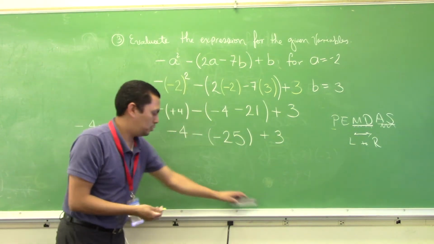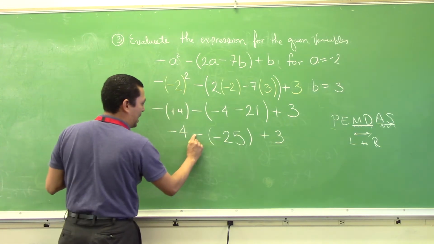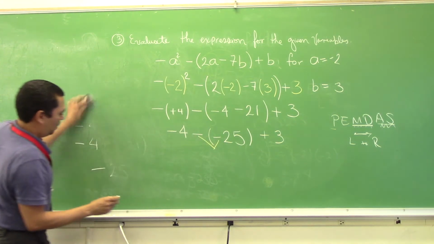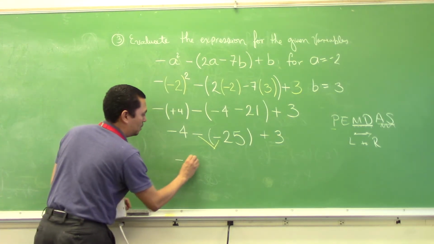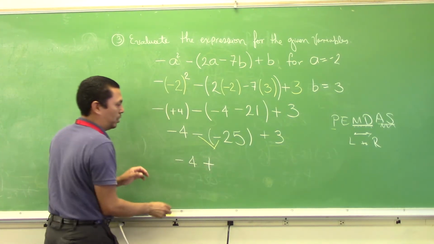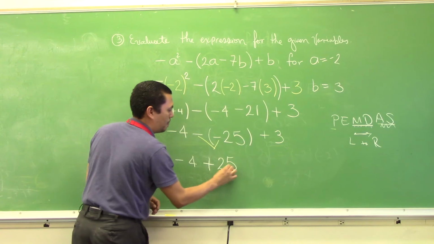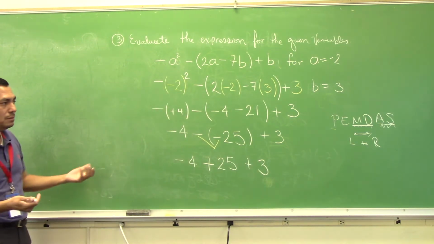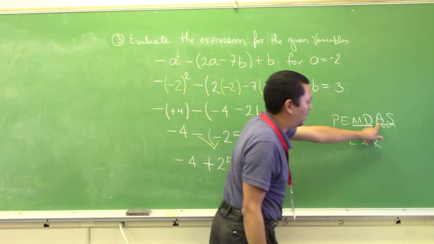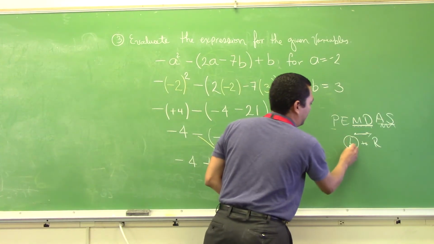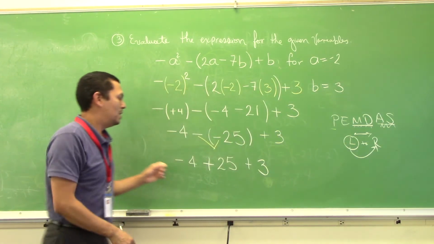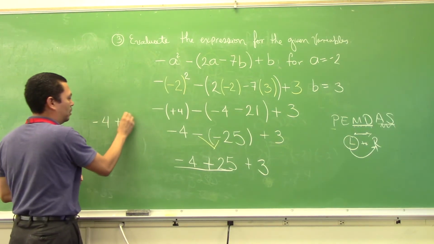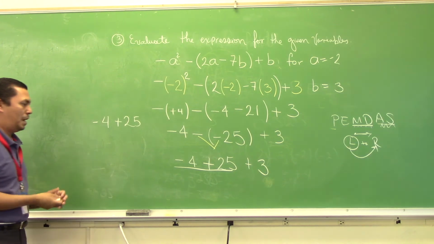Now, what I'm going to do, I have parentheses here, negative and negative is positive. So minus 4 plus 25 plus 3. And we have the same level of operation, addition and subtraction. So we start from left to right. So I'm going to do this one first. Negative 4 plus 25.